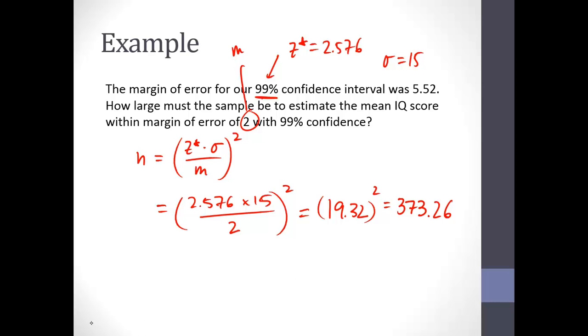So real quick, just to finish up: if my sample size is that, I'll get the margin of error that I want. Can anybody find me 0.26 of a person? Of course not, right? So we round up and need n to be equal to 374. Even though it's closer to 373, if we want our margin of error to be 2 or less, we need to round up. So always round up if you're asked this kind of question.